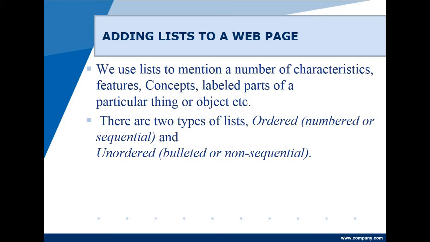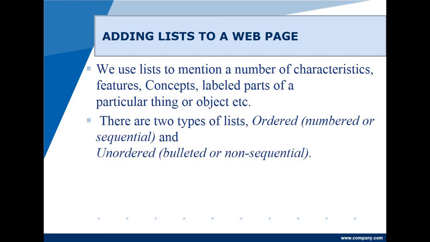Let us learn today about ordered listing. When you talk about the listing tag in HTML, we have mainly two categories. One is called ordered listing and the other one is unordered listing. A tag called OL, that is ordered listing, and a tag called UL, that is unordered listing.